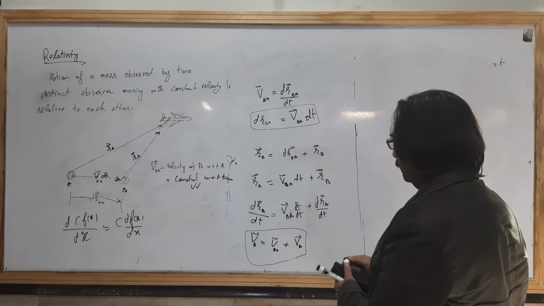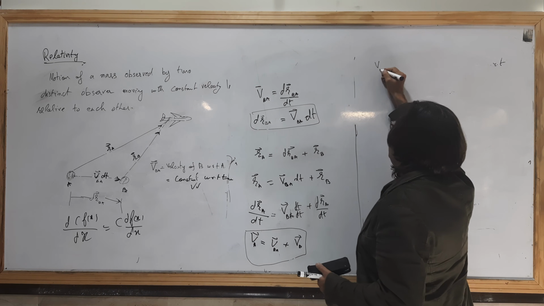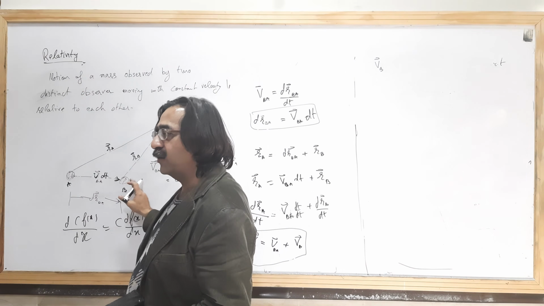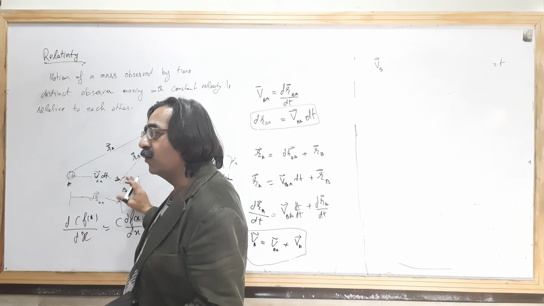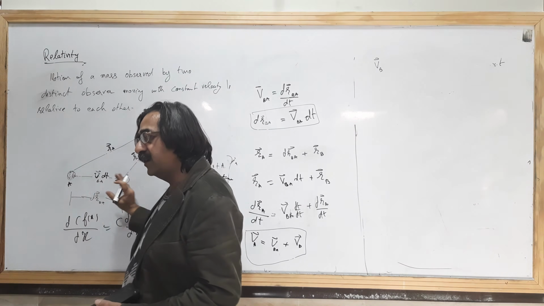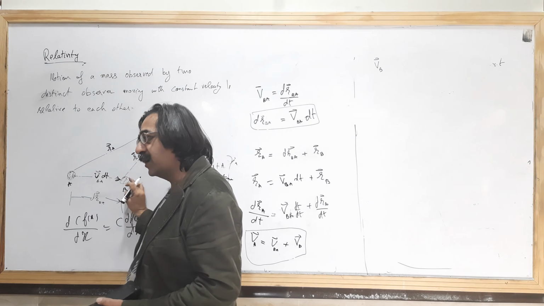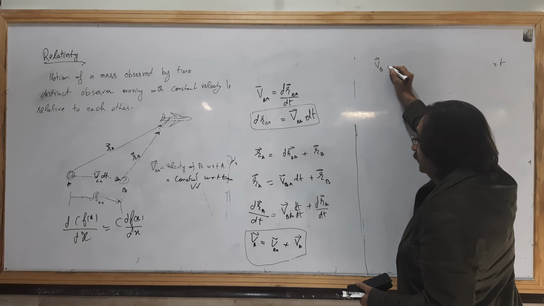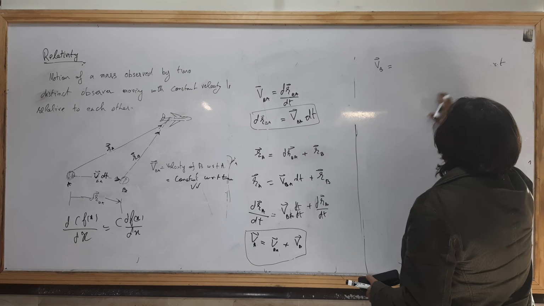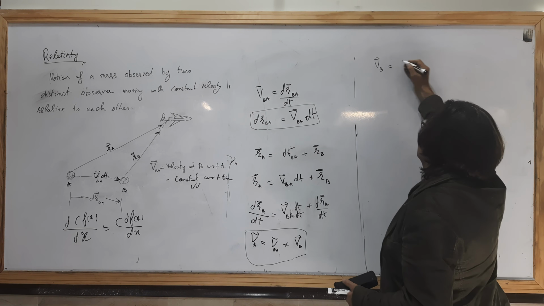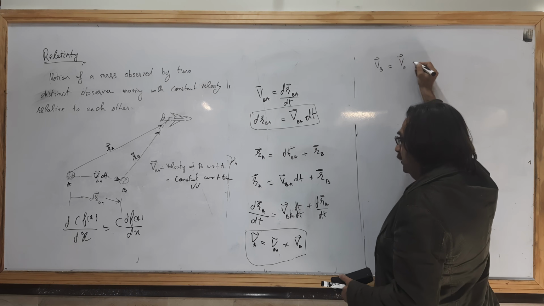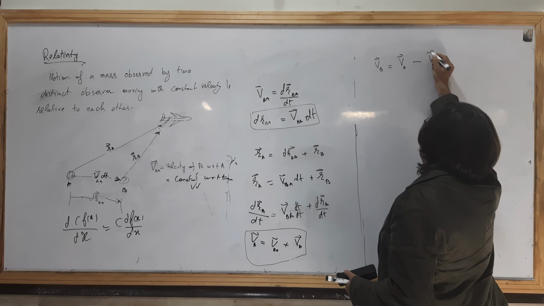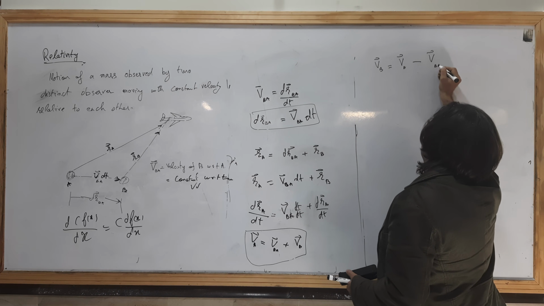And VB, if you are interested in finding the velocity with respect to a moving particle, V is moving, okay? If it is stationary and if it is moving, and you want to find this with respect to it, then VB will be equal to VA minus VBA.